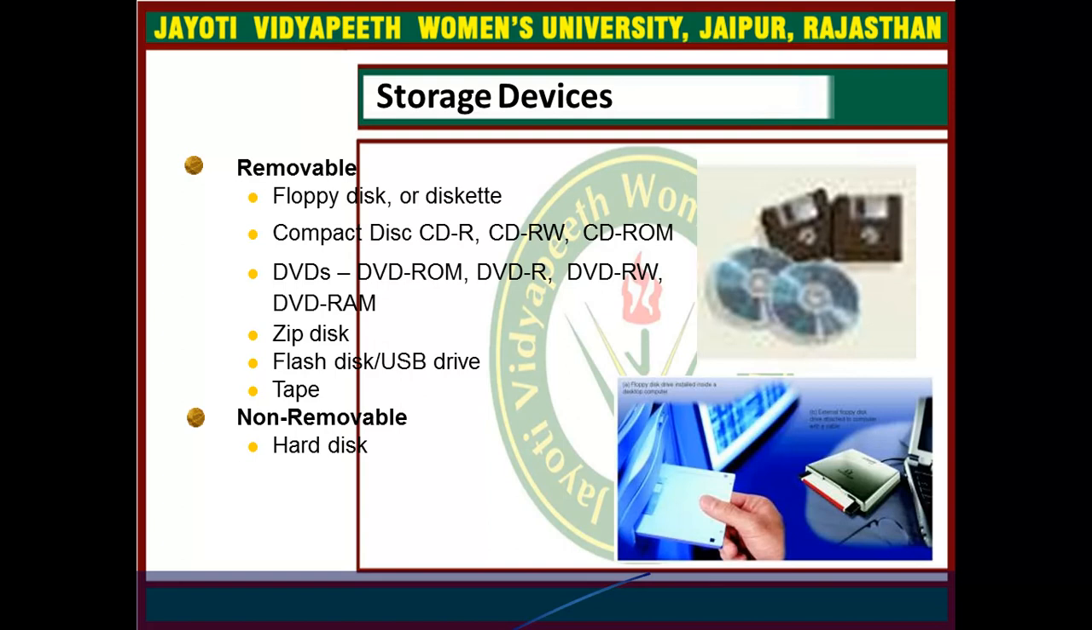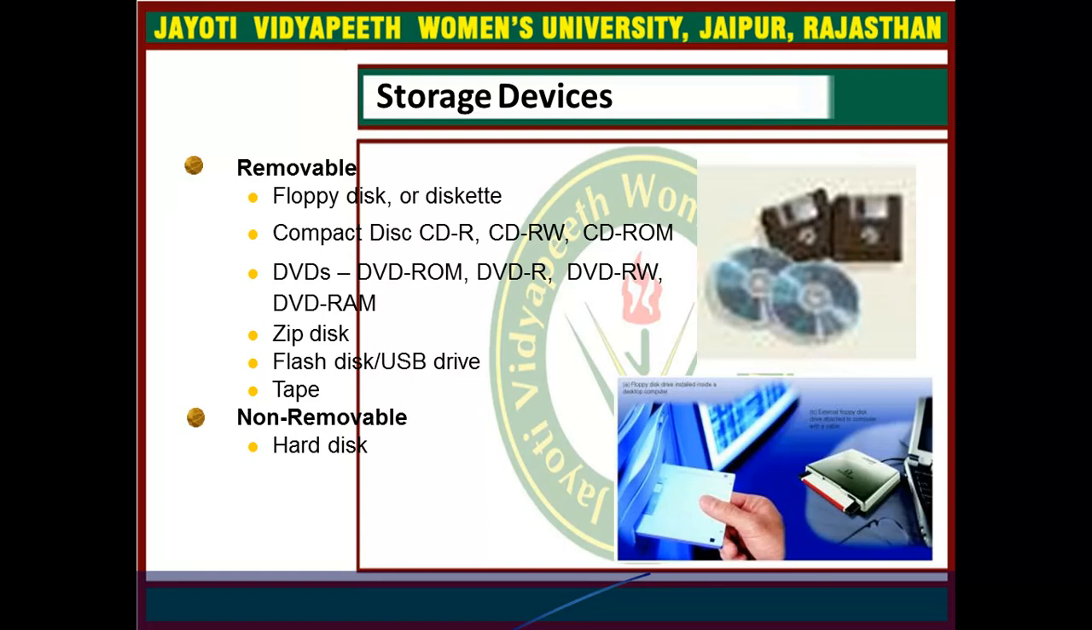Now come to the storage devices. Storage means where you can store your data. You can see in these diagrams floppies, CDs, DVDs. These are the storage. You can also use pen drives and hard disk, or an external hard disk. Removable means you can easily use it by inserting or connecting it to the desktop or laptops.